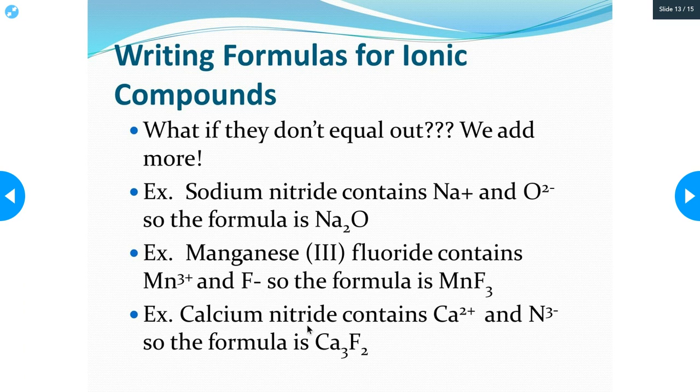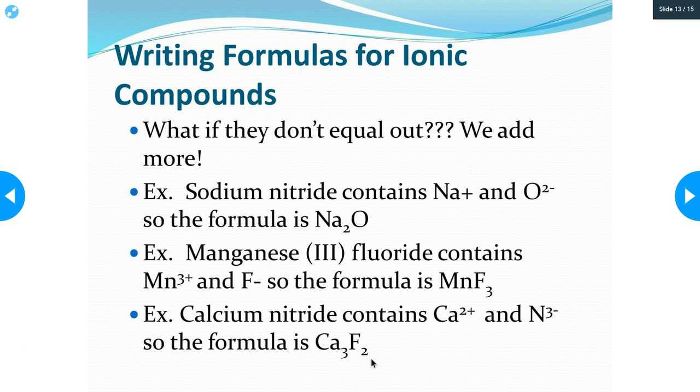Then another check to see if you are paying attention on here. Calcium nitride contains calcium, which is a 2 plus because it's in group 2, and nitride, IDE, means it's just nitrogen, so that's a 3 minus. So our formula is going to be Ca3, and then that's going to be an N. That is not an F. That's an N, and then a 2, because we have to make those cancel out.